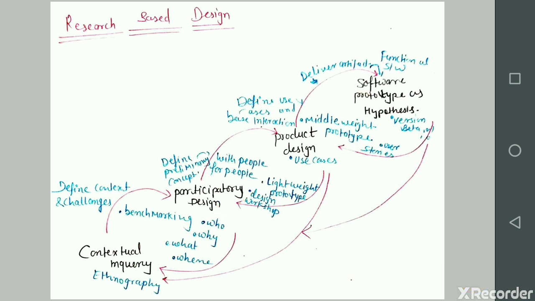And then the third step is product design. In product design, we create simple design products using use cases or different iteration concepts. And the last one is software prototype as a hypothesis. In this, we find and deliver functional software, and it has versions like beta 0.1 and 0 concepts. So that's all for the research-based design concept.